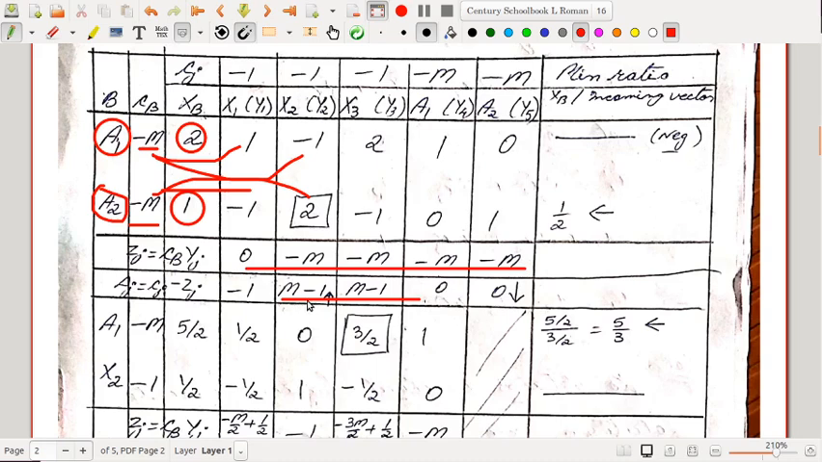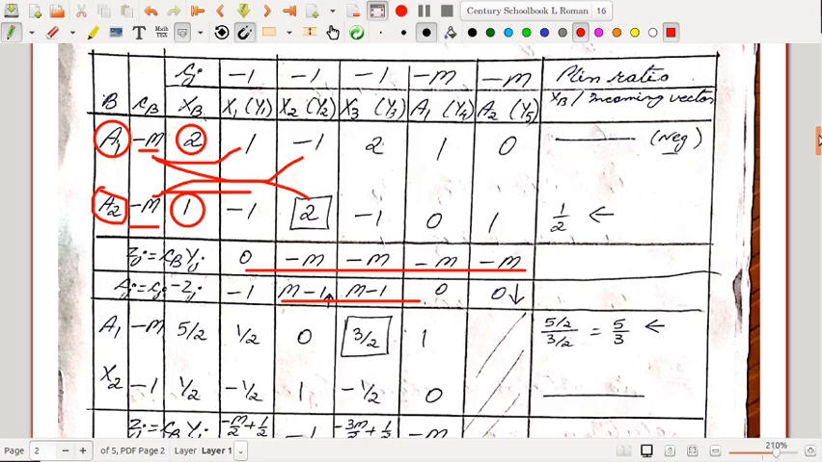Since M is a positive quantity, there are some positive delta j, so we select the maximum positive. But here you see there are two maximum, M minus 1 and M minus 1, both are equal, so there is a confusion about which one to choose. In such a situation we can choose any one of them. So I choose say x2, you may choose x3 as well. So x2 is our incoming vector.